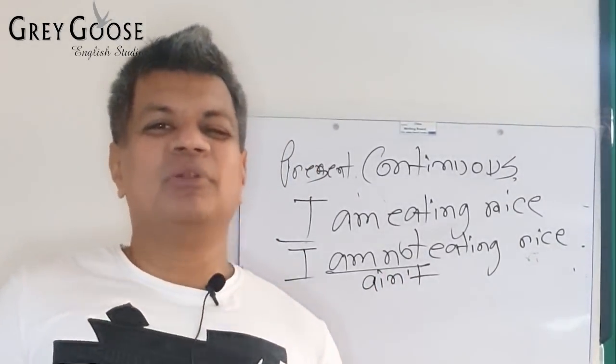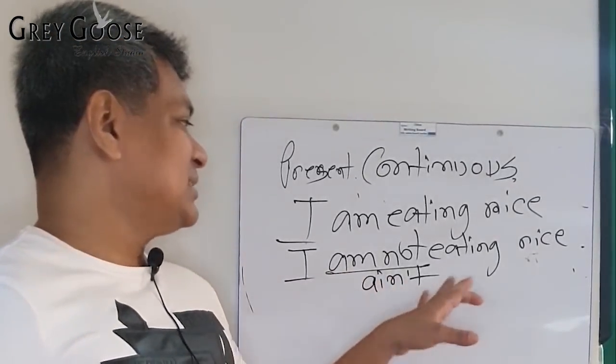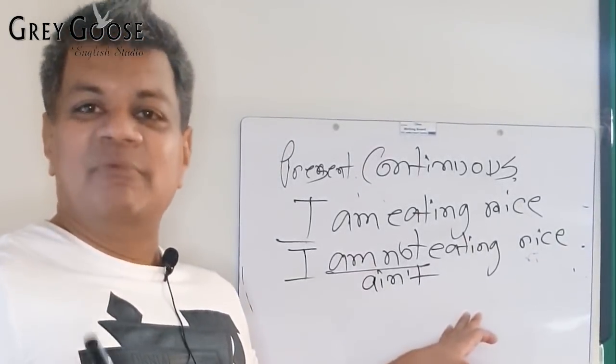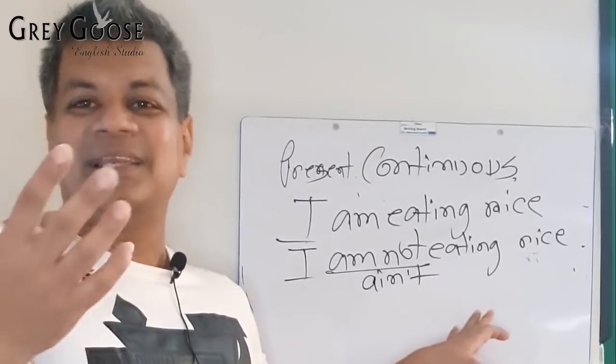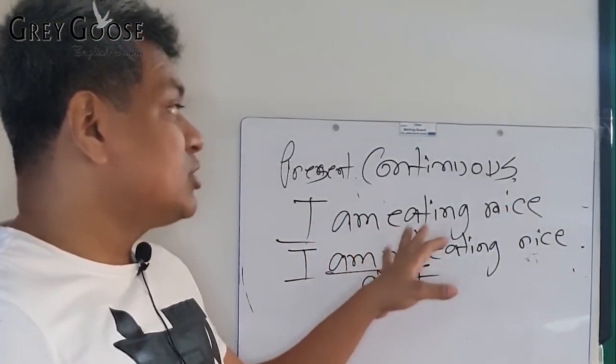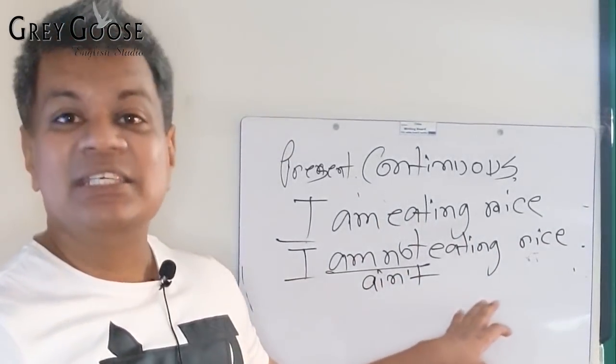You know, when British people make this sentence, they sound like this. I ain't eating rice. So that's why we sometimes got problems with accent, with British accent. We've got accent issues sometimes, yeah? So I am eating rice. I am not eating rice. So the contraction would be I ain't eating rice.